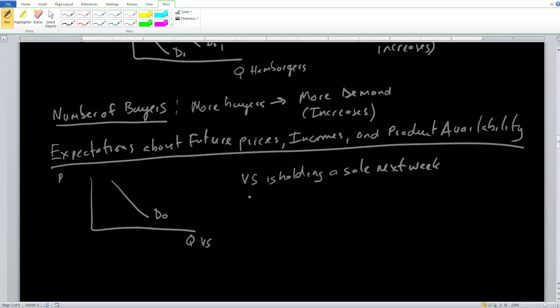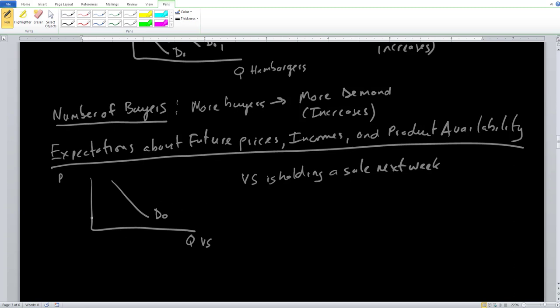So a biannual sale, twice a year, they hold a sale. So if you know for sure that Victoria's Secret is going to be holding a sale, are you going to go ahead and go to Victoria's Secret right now to buy their clothing and lingerie, or are you going to go ahead and wait? Well, if you know they're going to have a sale next week, you're just going to go ahead and wait right now. So you're not going to go to the store right now to buy this particular product. You're going to wait until the prices become lower.